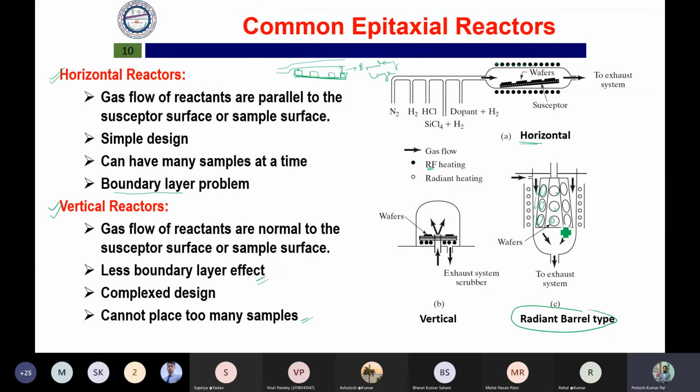Okay, so these are the different reactors that are used for vapor phase epitaxy. Next we will see molecular beam epitaxy.